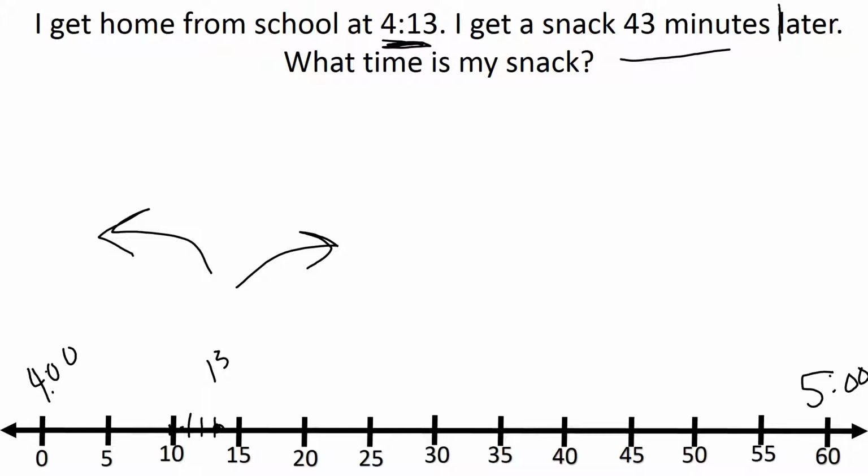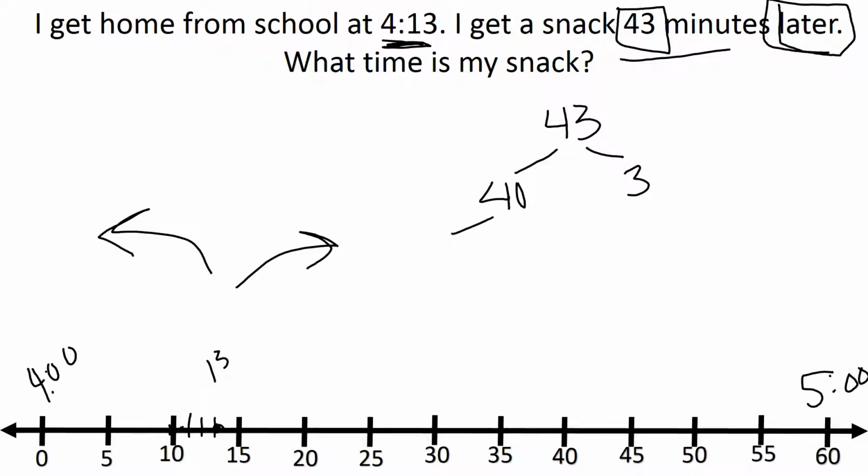Dun, dun, dun. Look at this clue word right here, later. I get a snack 43 minutes later. So that means you're looking into the future, so you can count forward. How many minutes are we counting forward? 43 minutes. So I'm going to do what I had done before, which is decompose it. I know I want to separate out the 3, and I have the 40, and I could do that, or I could maybe break it into 4 different 10s.